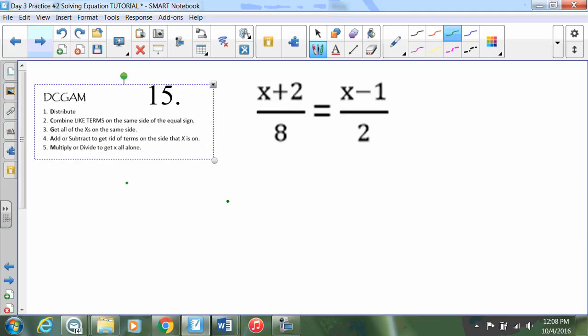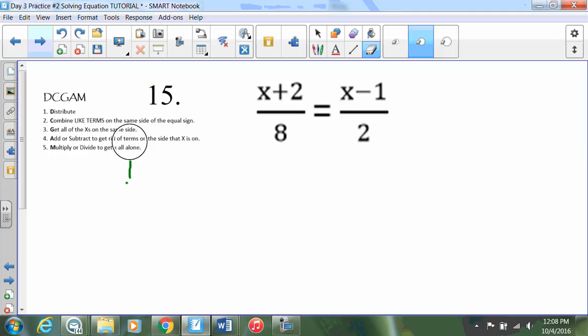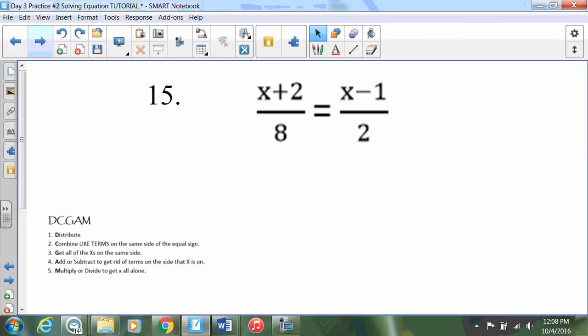All right, DC-GAM, we want you to move, oops. All right, making a mess on the board. All right, let's move down DC-GAM.